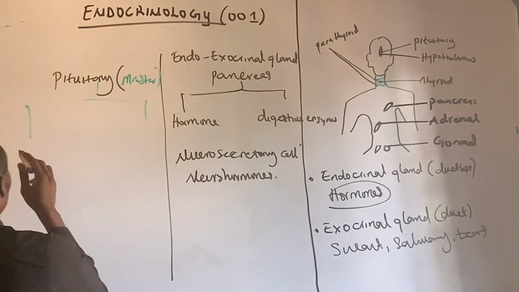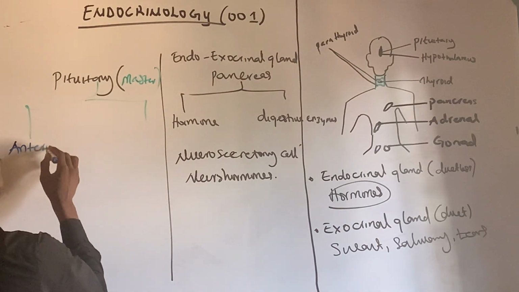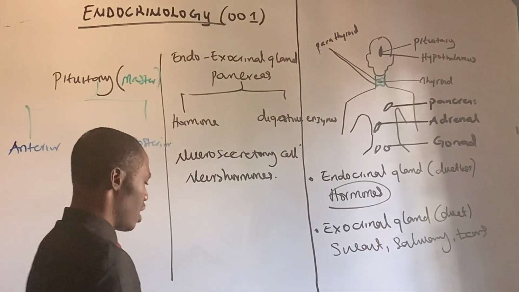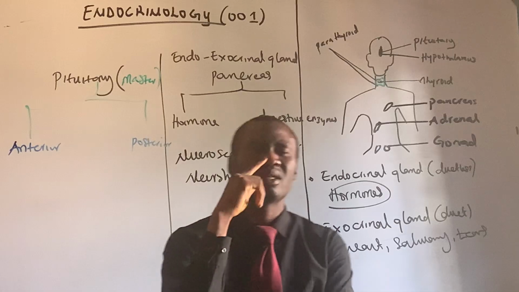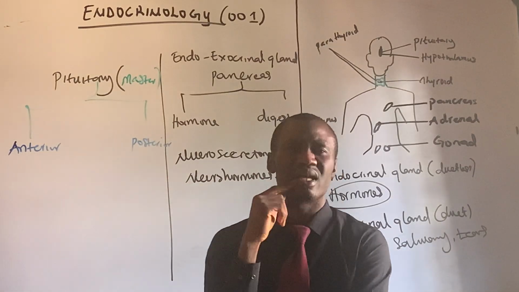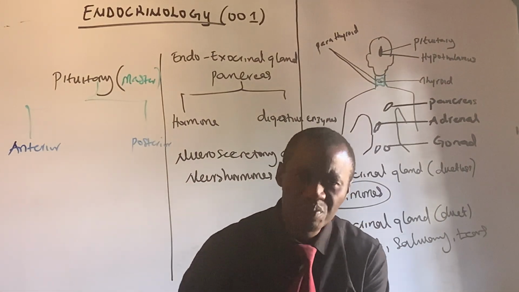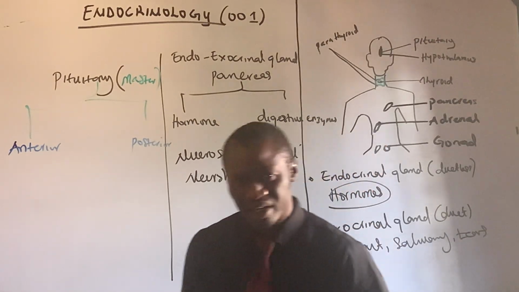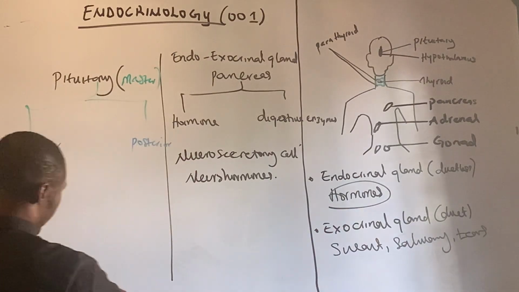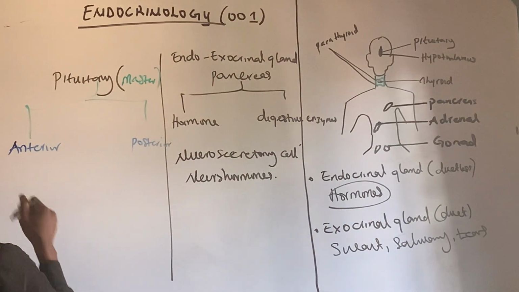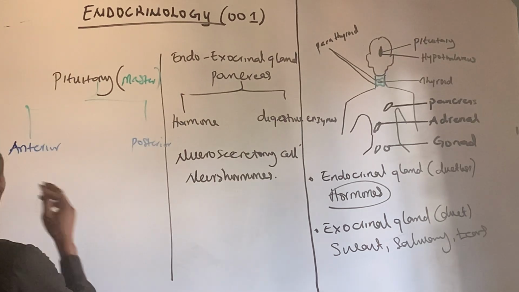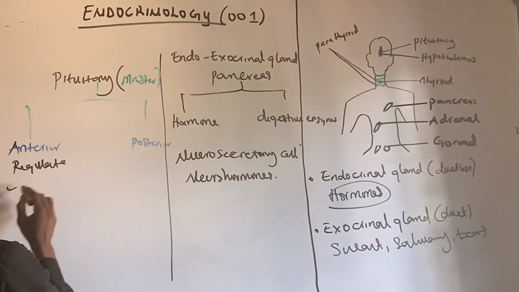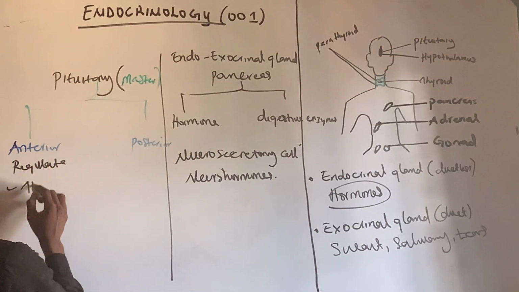We have the anterior pituitary gland, and we have the posterior. Now, when we talk about the anterior pituitary gland, what is its function? The anterior pituitary gland controls and regulates the function of the thyroid. It controls, or it regulates, the functions of the thyroid. Regulate the thyroid.